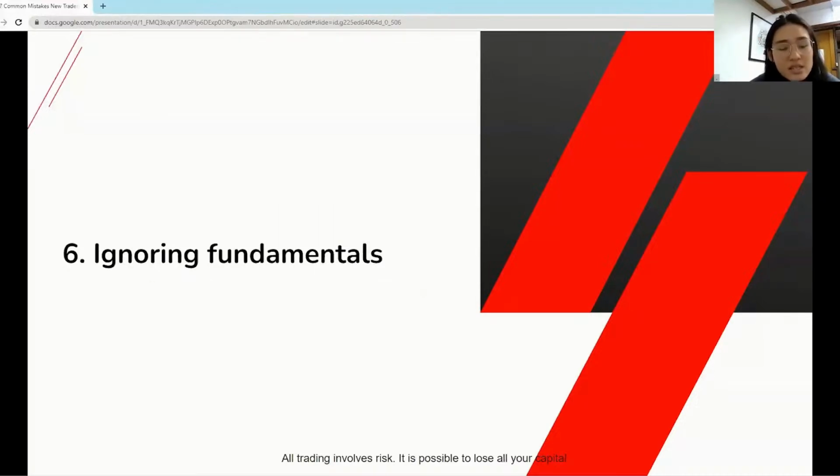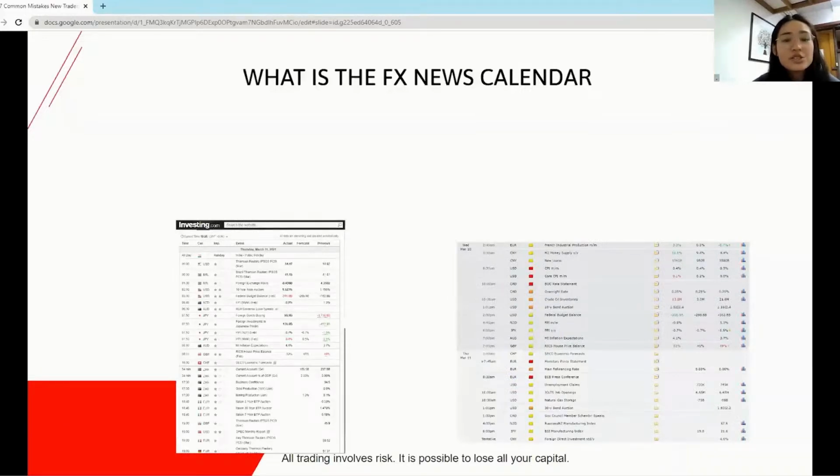Okay, second lastly, we have ignoring fundamentals. So let's introduce the FX news calendar or an economic calendar. Here I have screenshots from two websites that provide information on FX news or major news events that can impact the markets that you are looking at. On the right, I have Forex Factory, and on the left, I have investing.com.